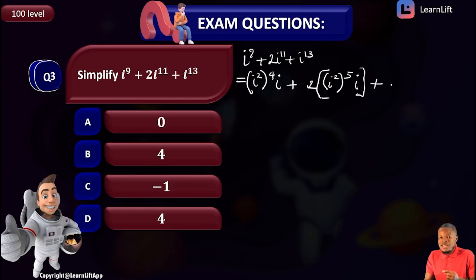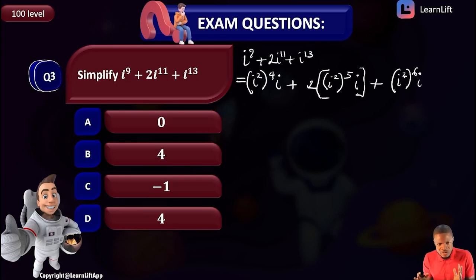Your i raised to the power of 13. What's i raised to the power of 13 going to give us? Your i square raised to the power of how many? 13 divided by 2. Of course, that's 6. Remember 1, because 6 times 2 is how many? 12. That 12, we are looking for 13, so you need 1. So that 1 that's left is going to become your i.